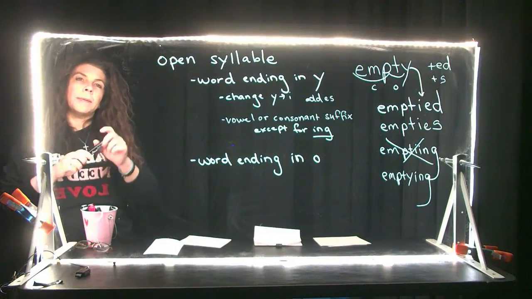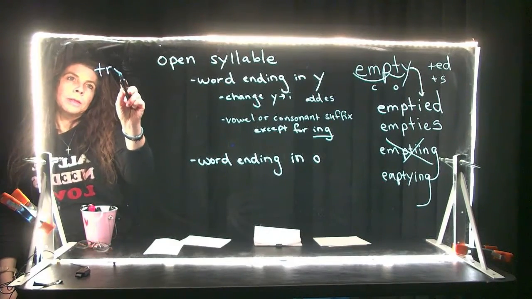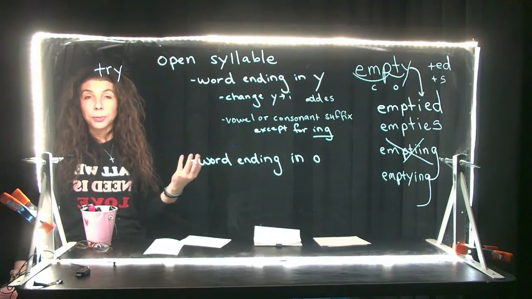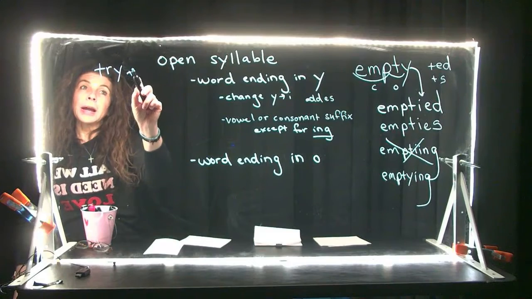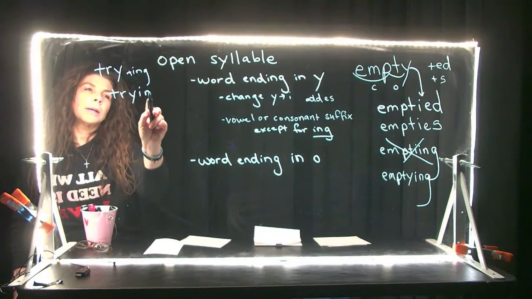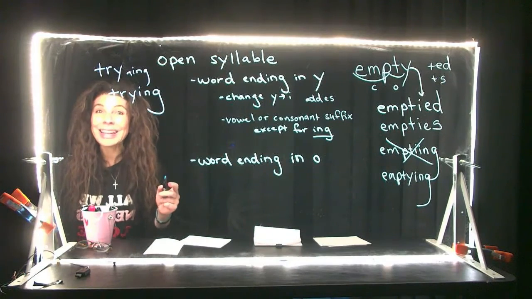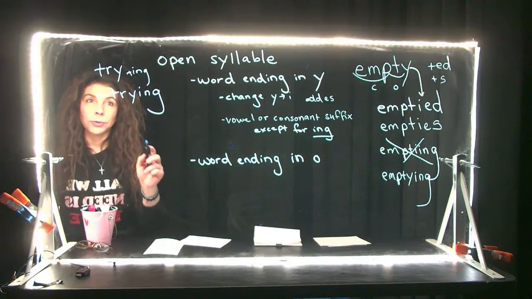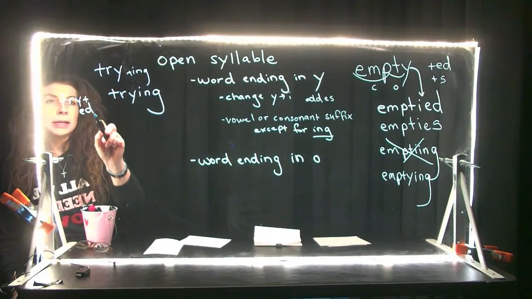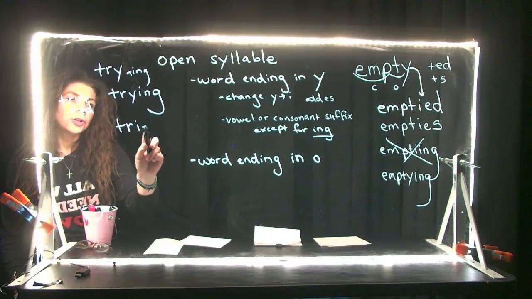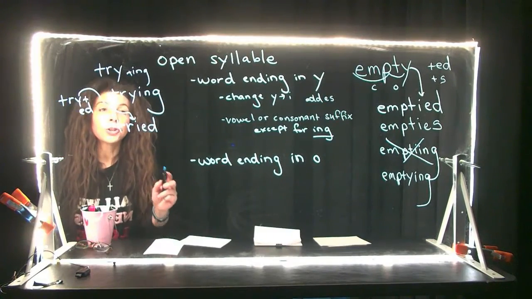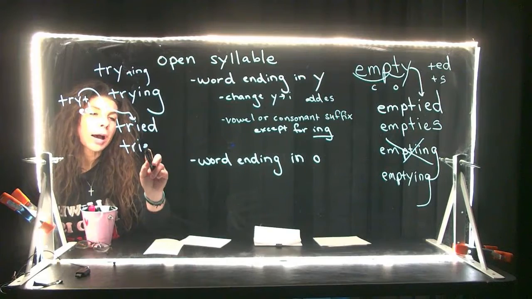Say for example you have try, right? If you want to say, I'm trying to improve my grades for this quarter, if we add ing, then you keep that y, T-R-Y-I-N-G. But if we want to say he tried to improve his grades, and I'm going to add try plus that ed, I must change the y to an I and add ed. Tried, tries.